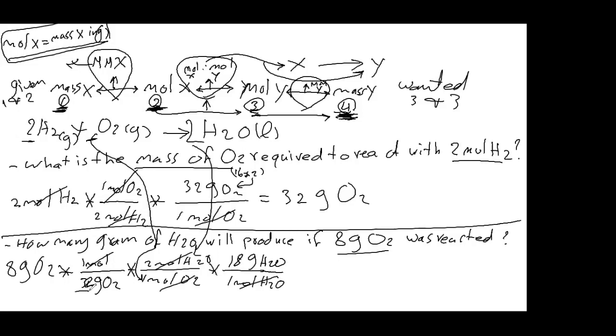Do the math, 80 divided by 32, and we have here 2.5. Just check the math, guys. As I said, I'm not using the calculator. Just double check the math: 80 divided by 32 times 2 divided by 1 times 18. So it will give you 90 gram H2O. And this is the answer for this question.